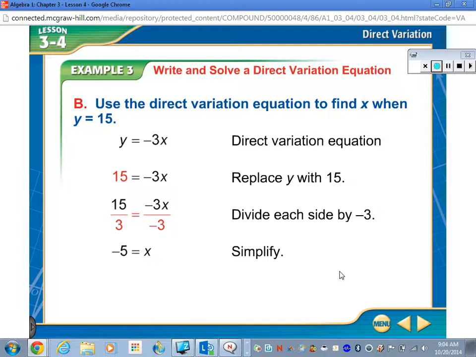Okay, so we wrote an equation and then used the equation to solve a direct variation problem. Therefore x is negative 5 when y is 15. That's in answer to the B part. A was actually coming up with the equation.